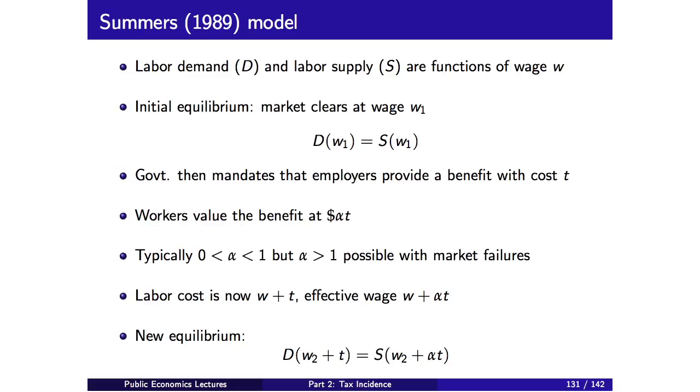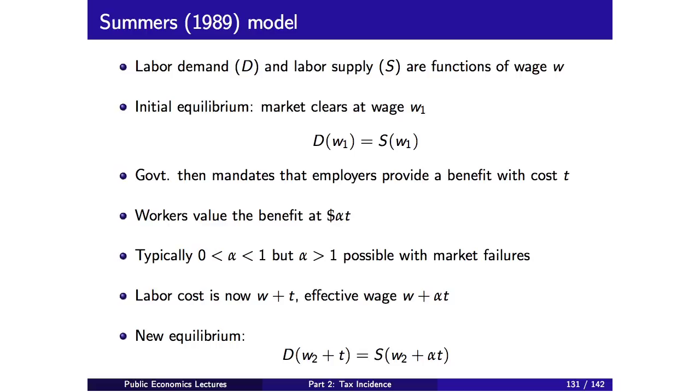The cost of labor is now W plus T, because I've got to provide this lunch for every guy I hire. But the effective wage that the worker is getting is not W, it's W plus alpha T, because he puts some value on that benefit. And so in the new equilibrium, which clears at a wage W2, you have D of W2 plus T, that's the labor demand, equals the amount that people are supplying with this additional alpha T term. That's what's different from the tax case, okay?